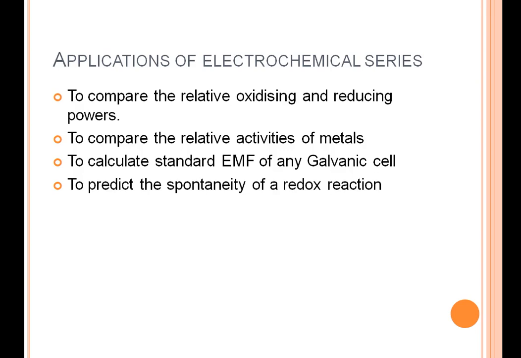Third is to calculate the standard EMF of any galvanic cell. For this, we have already studied a formula: reduction potential of cathode minus reduction potential of anode. Fourth is to predict the spontaneity of a redox reaction. You can predict whether a particular redox reaction is possible or not. When you calculate the EMF, if it comes to be positive, then the reaction will be possible, and if it comes to be negative, then the reaction will be non-spontaneous.